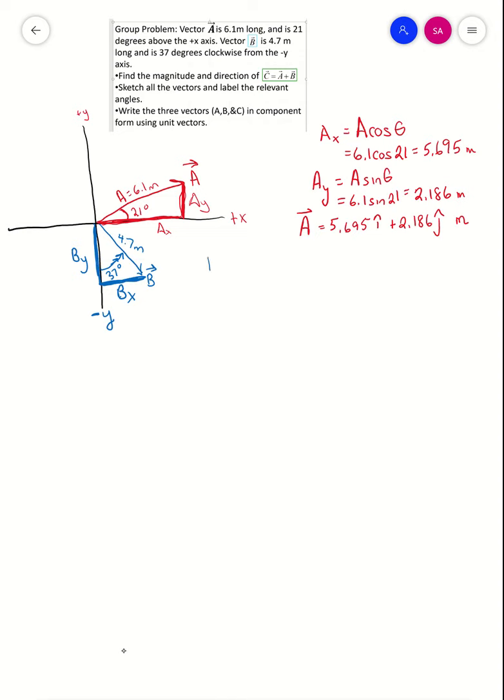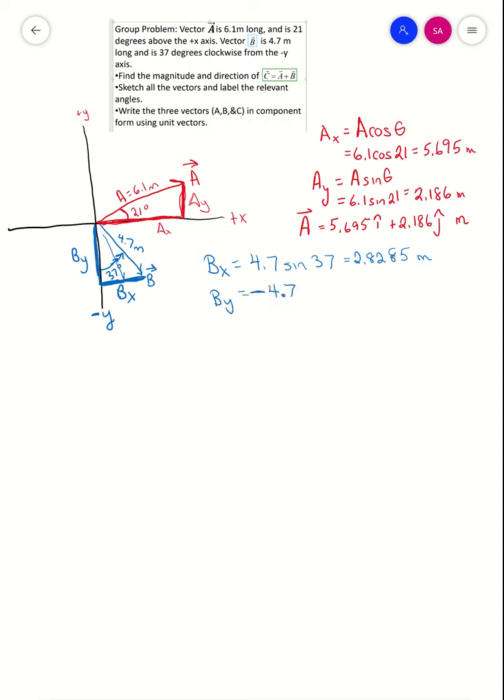All right, so BX. Now if I look at BX, that side is opposite to the angle, so that's going to be sine. So it's going to be the length of B, 4.7, sine of 37, which is 2.8285. I'm going to keep a bunch of digits again, meters again. BY, remember we said that one had to be negative. Let me put a minus sign in front.